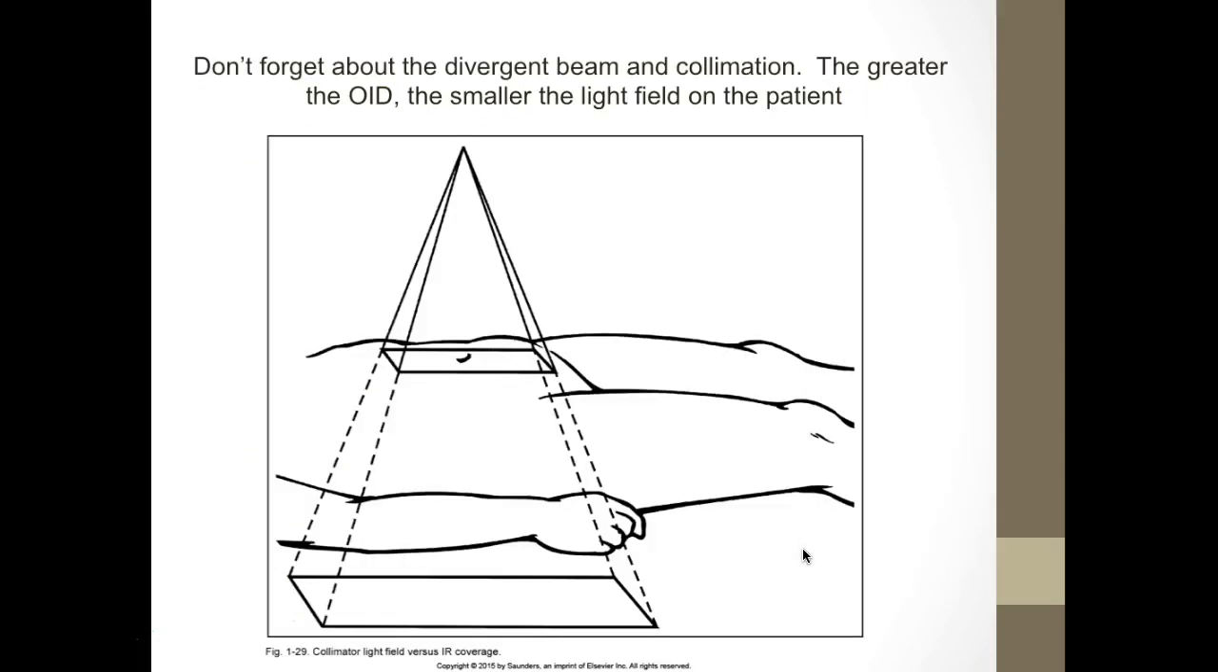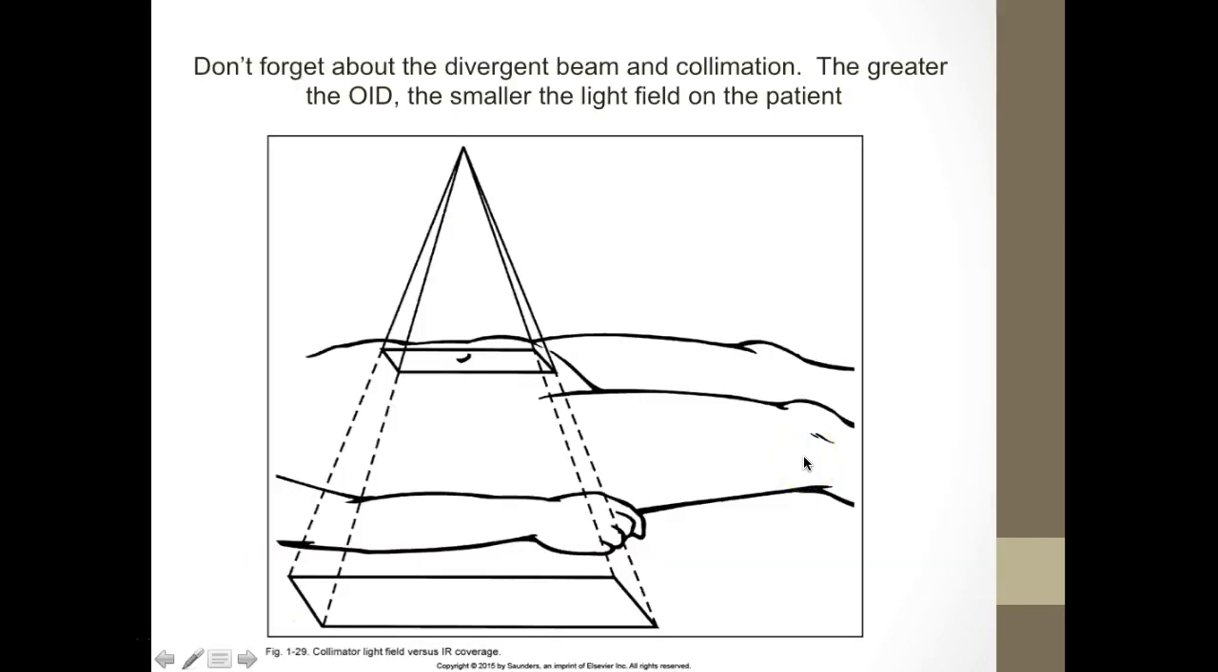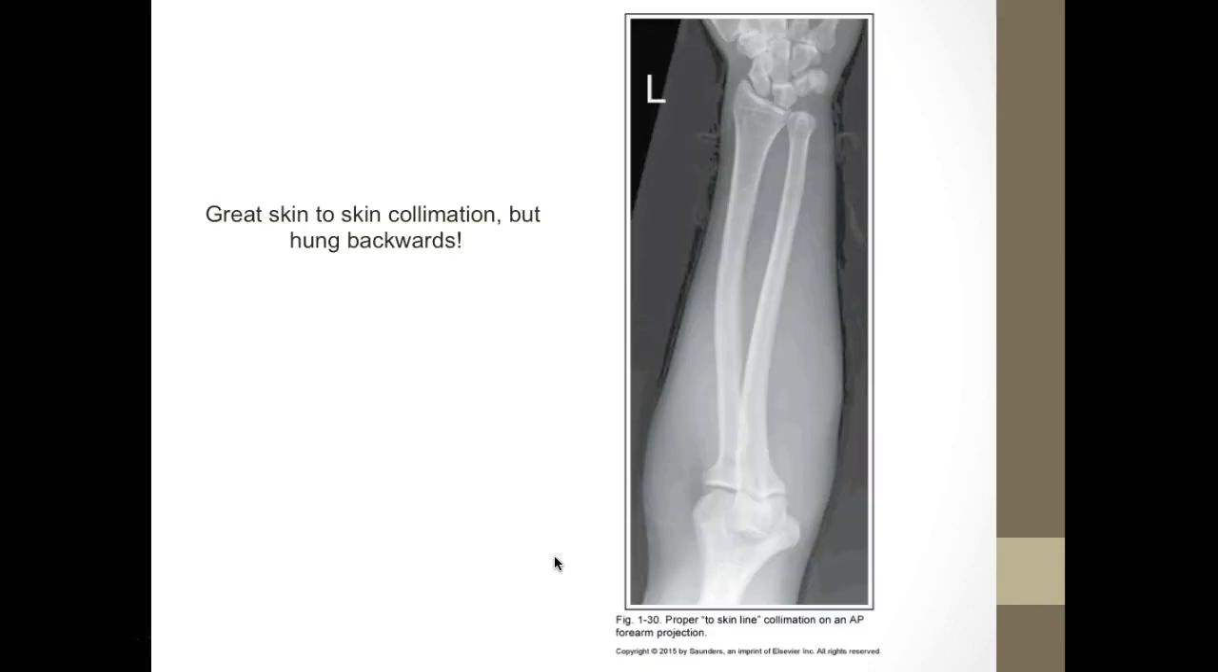So the biggest thing is with your divergent beam, the greater the OID, the smaller the light field on the patient. As you image really large patients, especially if you're doing a sacrum, your light field may be like 2 inches by 2 inches, which completely freaks you out. It freaks me out. So you need to be confident by using this guide. It's going to ensure that you are covering the proper area because of that divergent beam. Okay, so that's what the collimator guide is all about.